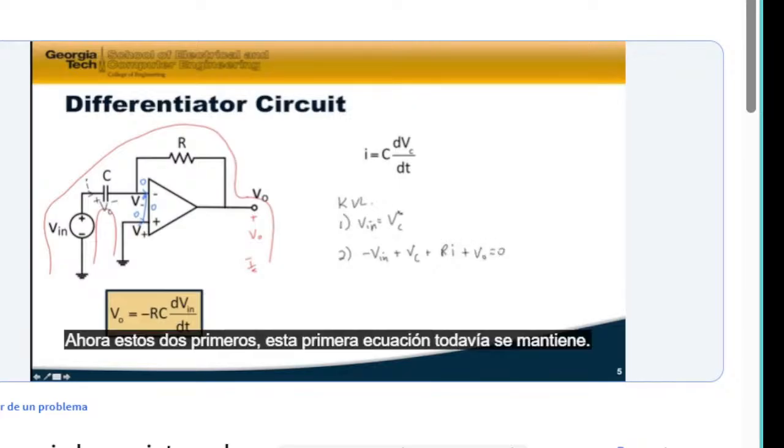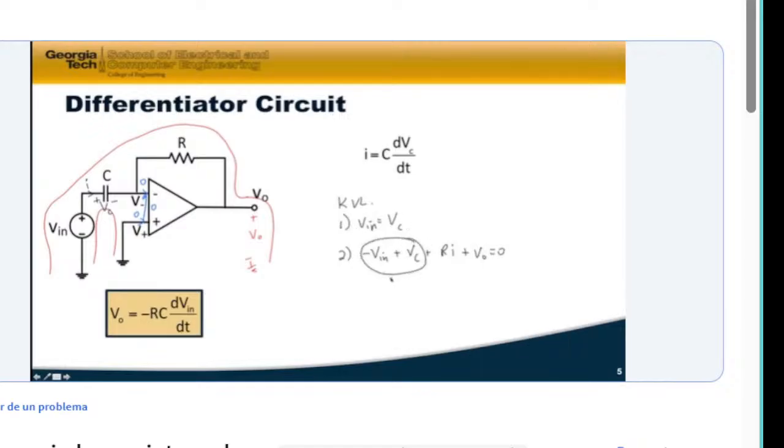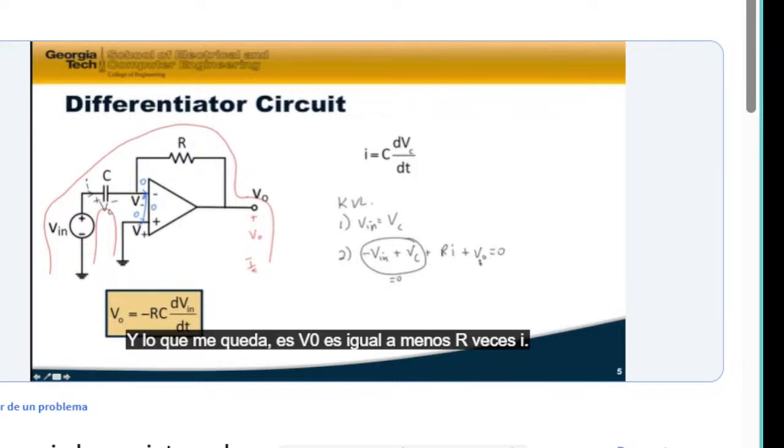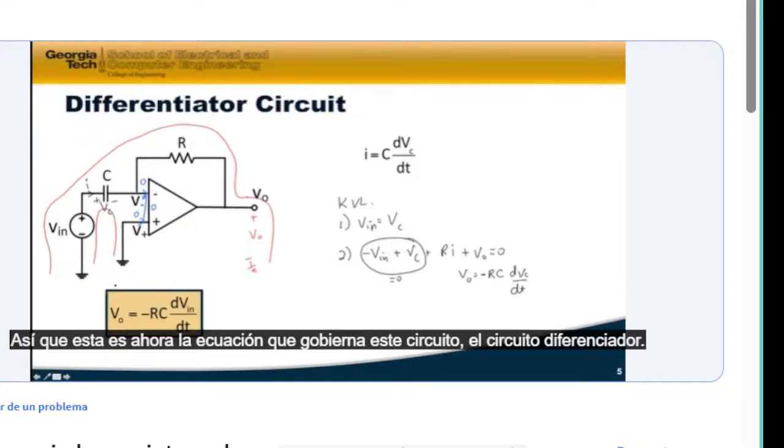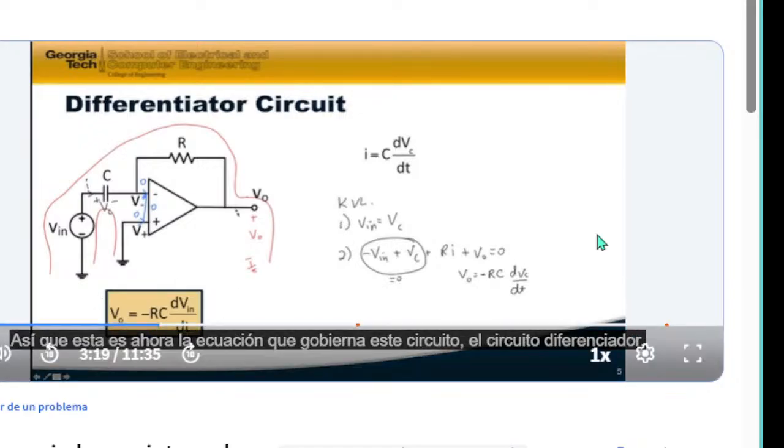Now this first equation still holds. In other words, these are equal. That means that this cancels out. And what I'm left with is V0 is equal to minus R times I. Well, I is C dVc dt, and V sub C is equal to Vn. So that's where we get this equation right here. So this is now the equation that governs this circuit.